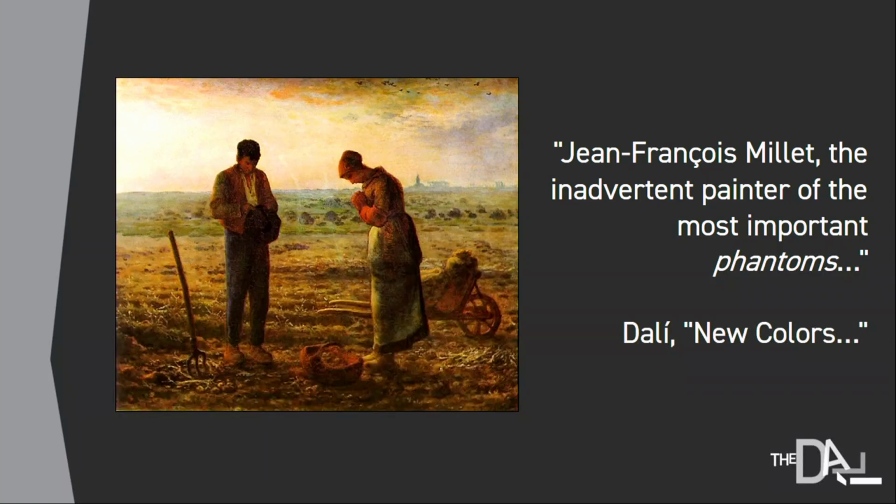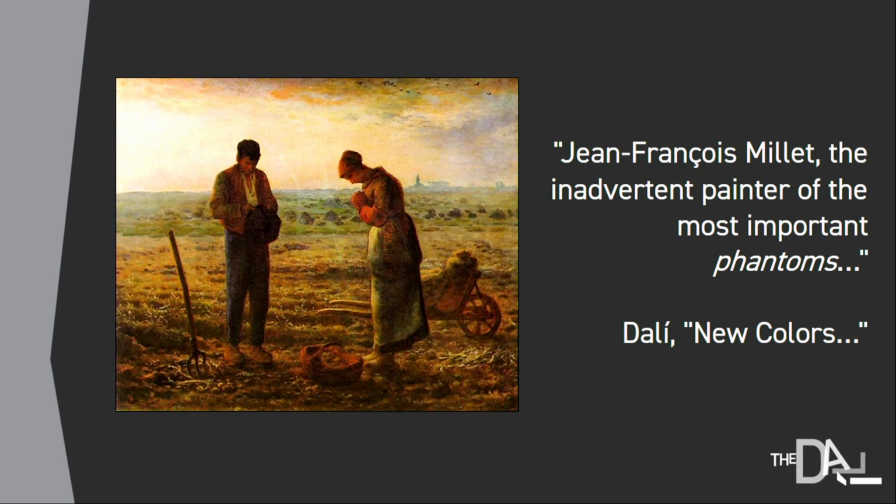Dalí has an obsession with the Angelus painting, and he calls Jean-François Millet the inadvertent painter of the most important phantoms. I think by calling them phantoms, he's particularly referring to the way that the female figure is like his nanny, Dalí's nursemaid. She seems voluminous, she's hidden by the clothing she's wearing, and there's also a sack of potatoes over here, which reinforces that idea of a voluminous space.